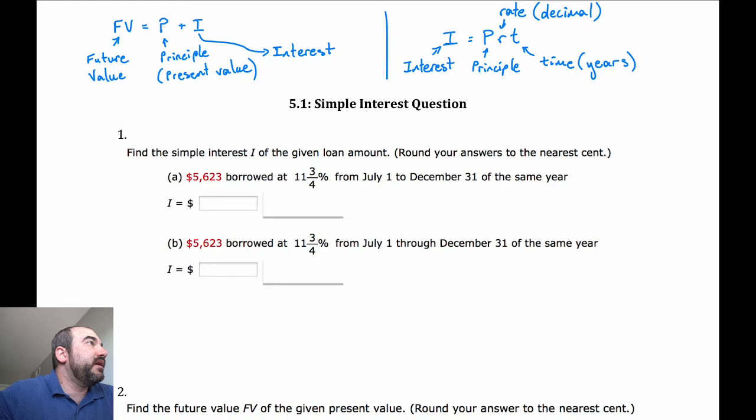The fact that the time is in years is important, and that the rate is in decimals is important, because a lot of times you're not going to be given the value of time in years. It's going to be given to you in either days or months or weeks, whatever it is, and you have to convert to years before you plug it into your formula.